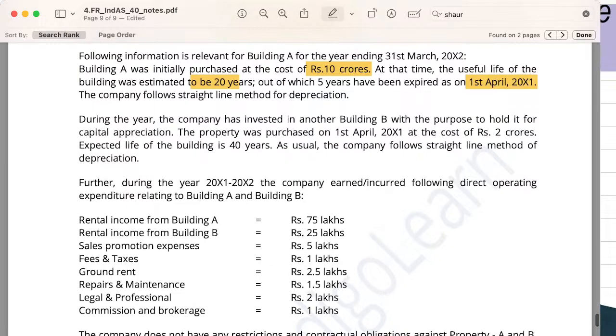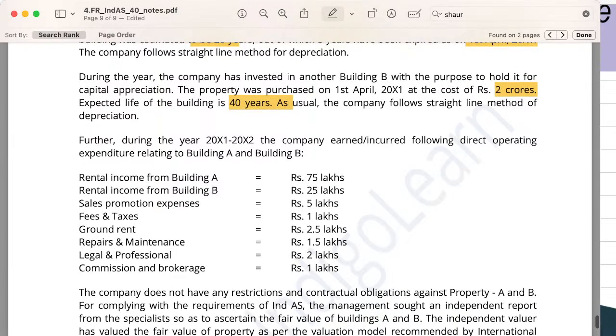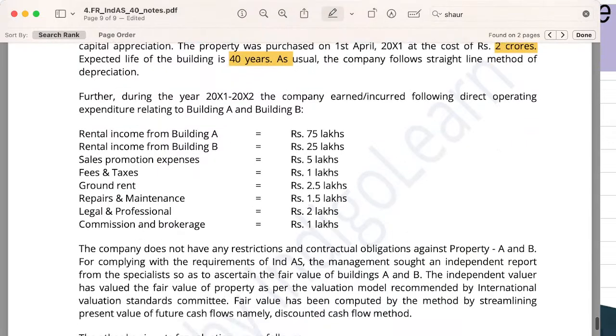During the year, the company has invested in another building with the purpose to hold it for capital appreciation. The property was purchased on 1st of April of year 1 for 2 crores. Expected life is 40 years. The company follows straight line method. Further, during year 1-2, the company earned the following income and incurred the following expenditure.